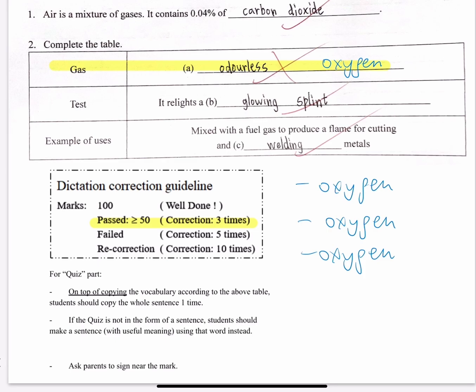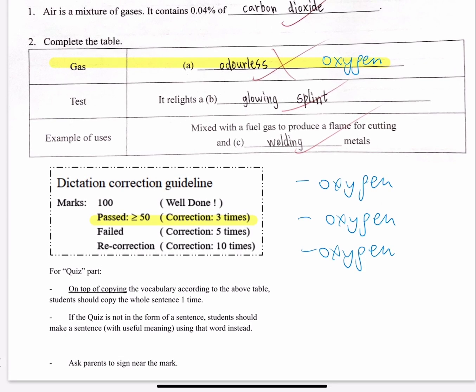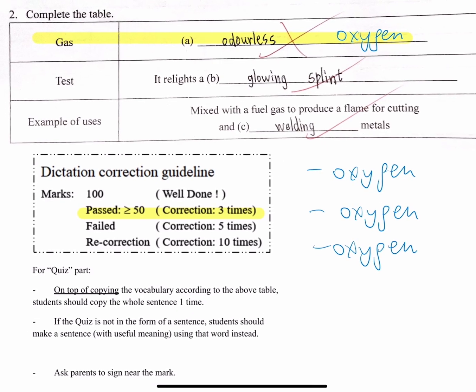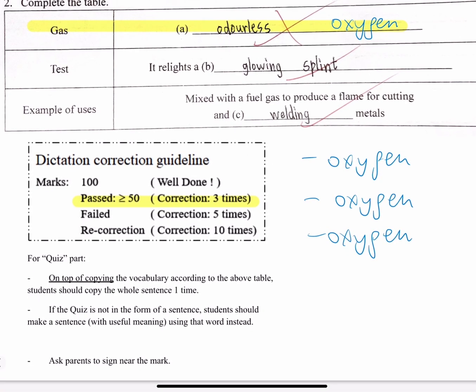And on top of copying the vocabulary, since this is the fill in the blanks part, I normally should write the whole sentence 1 time, but there is no sentence. It is like a table. So I will need to make a sentence with useful meaning using that word, and then I will treat that as the sentence that I will be copying 1 time. So let's say I say that air has 21% of oxygen. Okay, so this will work. So basically this correction is done.